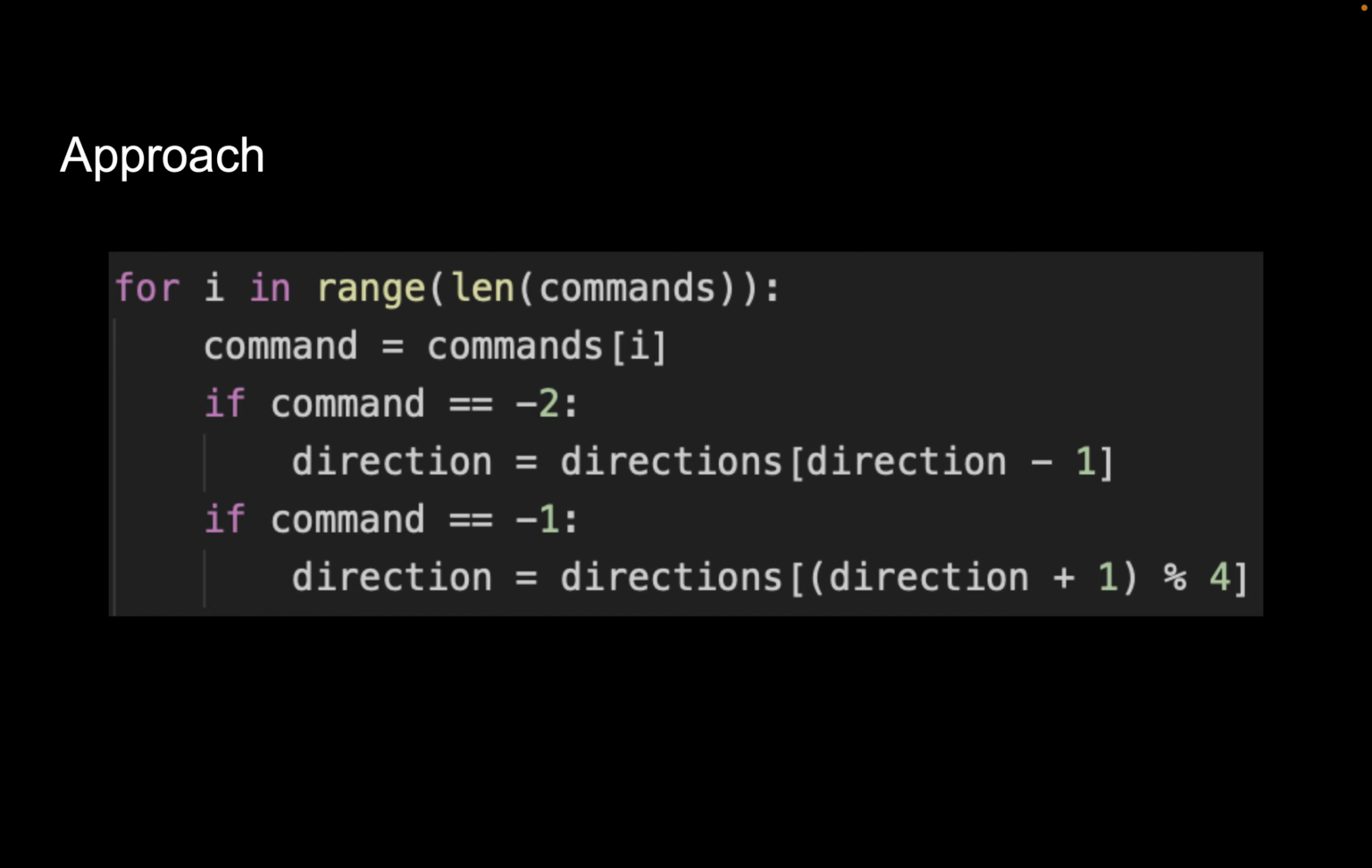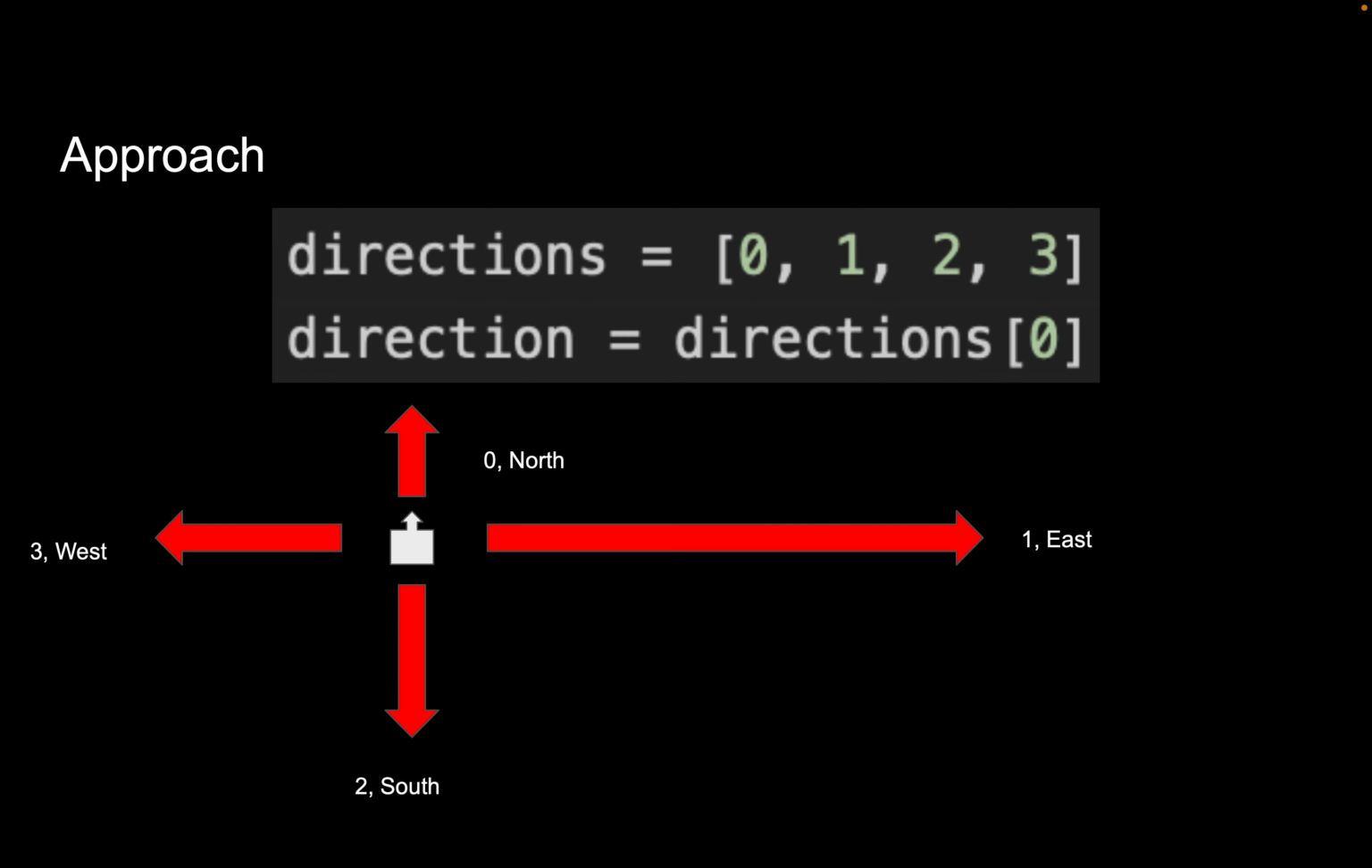And now this is how we update the directions. Let's say the command is -2, which means we need to go to the left. We simply update direction to be direction - 1. For example, if we are at south, we move the index back by one, so you go from 2 to 1. If we are at 0, you'll set it to be -1, which will become the last element in the directions array, which is 3, so we will go west from north.